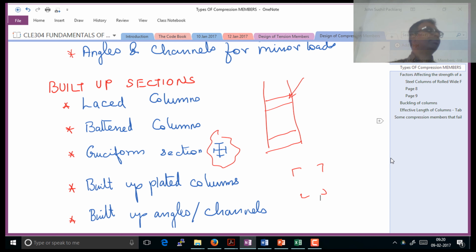What is the benefit of a built-up section? An individual I section, what you will require for a moment and for an axial force, to achieve an axial force and a moment will not be possible to get economically. It means you'll have to use a very huge I section. To use a very huge I section, what is the problem? One, cost is very high. Second, wastage is very large.